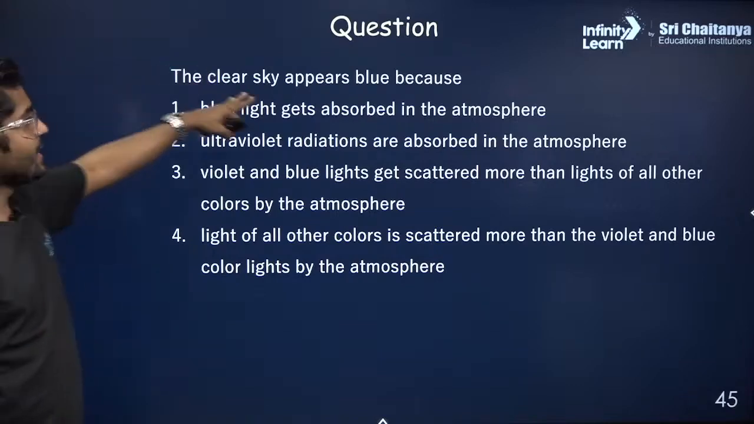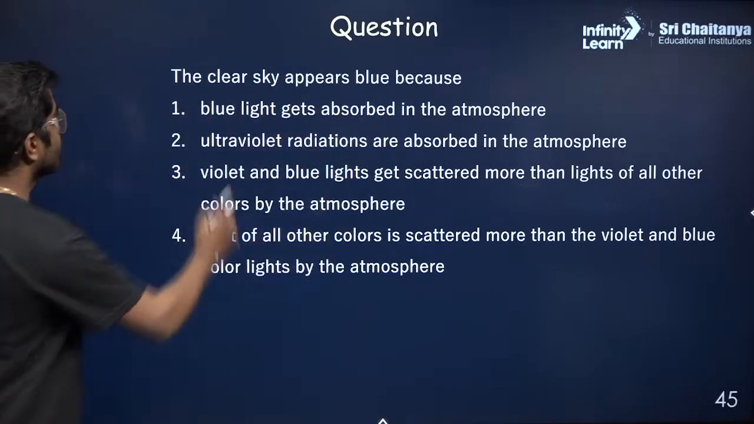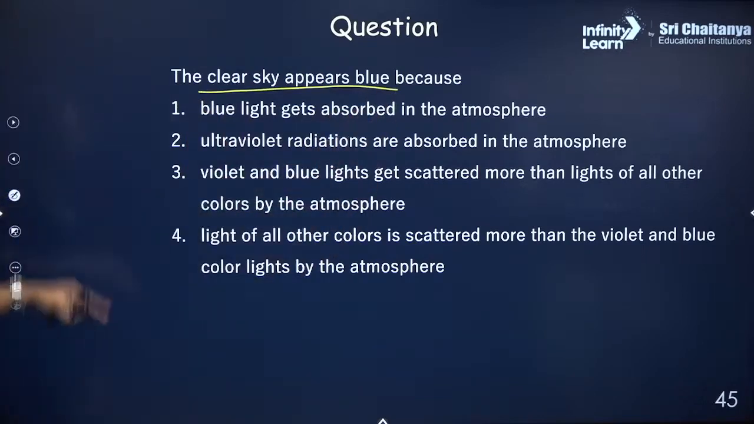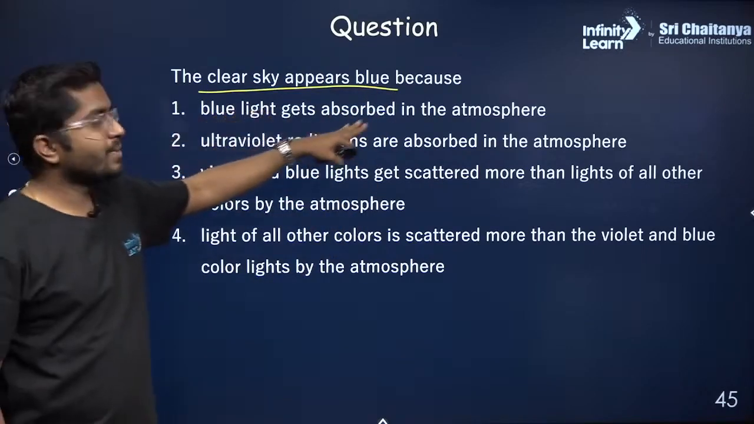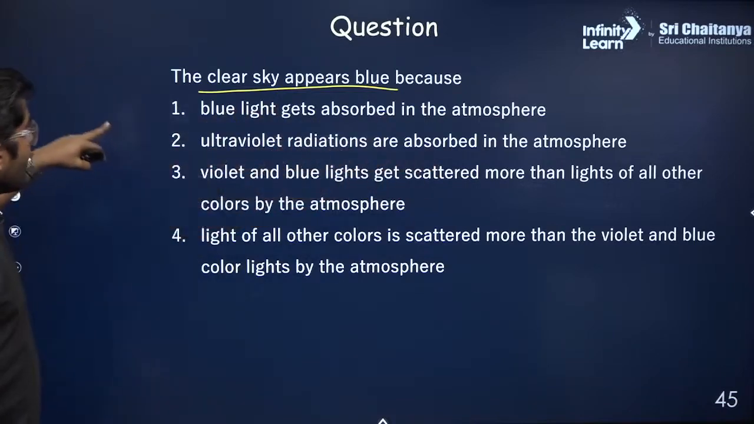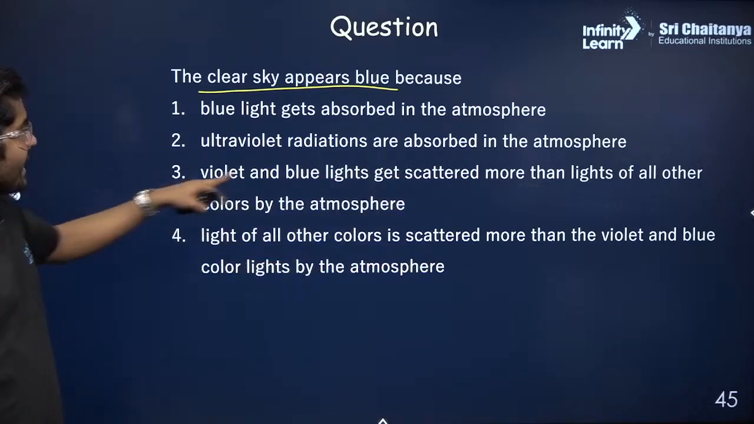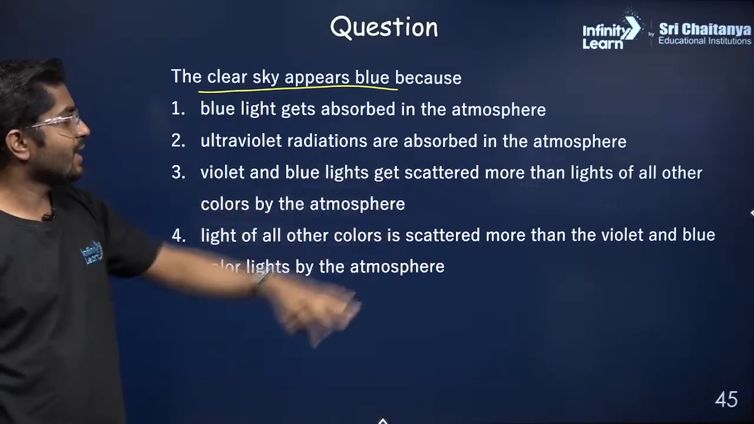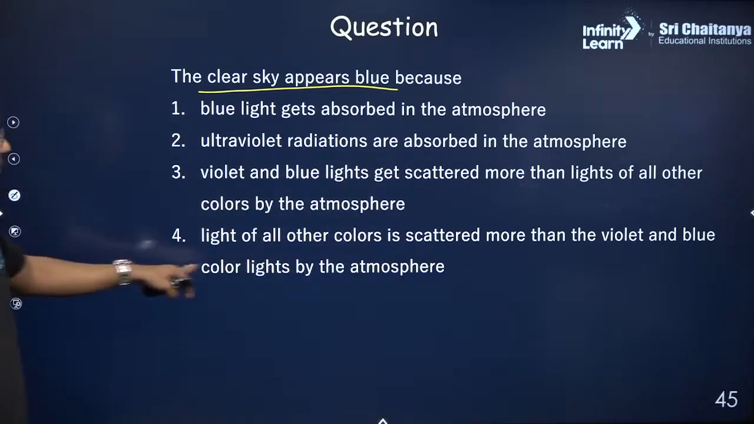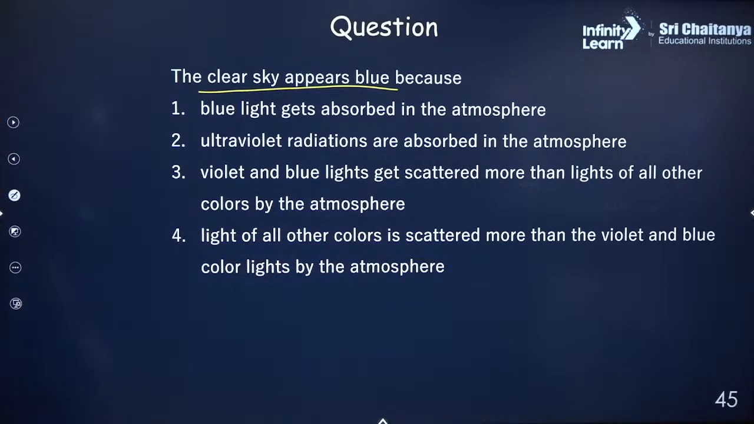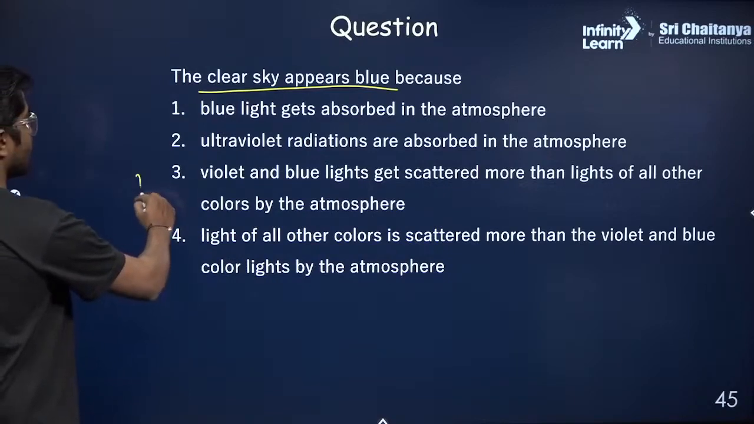Clear sky appears blue in color because blue light is absorbed in the atmosphere. Ultraviolet radiations are absorbed in the atmosphere. Violet and blue are scattered more than other colors. Light of other colors is scattered more than violet and other colors. And the correct reason is option number 3.